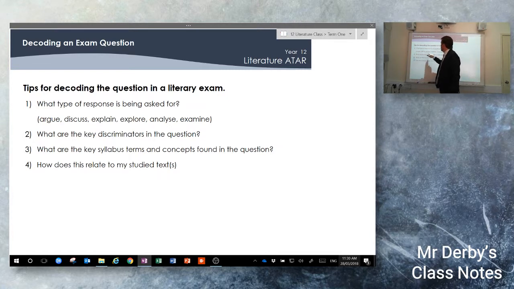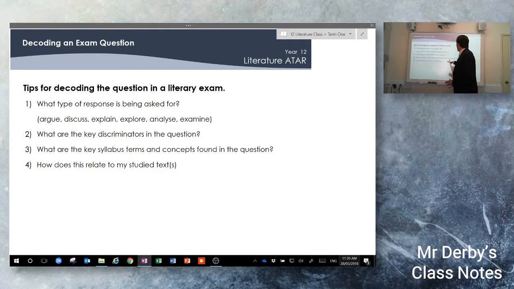What are the key discriminators of the question? That means there are key words in there that the examiners have set up to discriminate, to separate the students who really understand their text and content, they understand their concepts, from those who don't really understand the concept. And we'll talk about that in a moment.